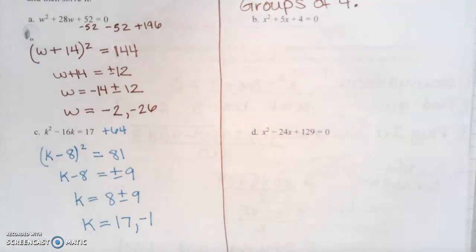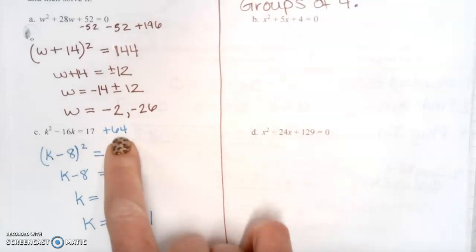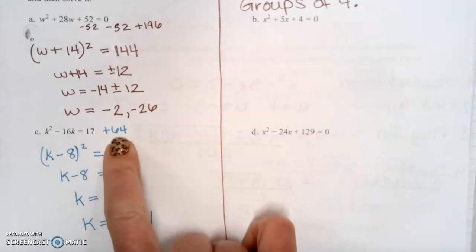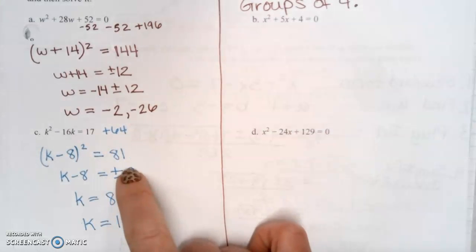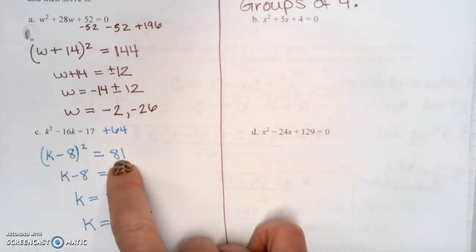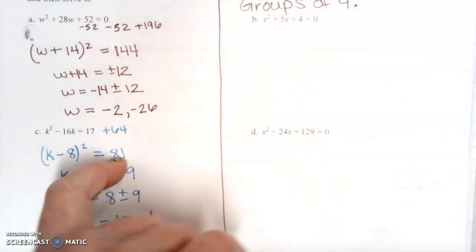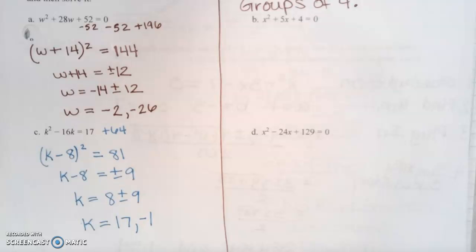And then we're going to square negative 8. What's negative 8 times negative 8? 64. So we're going to add 64, and this is where the 81 comes from. You're going to add the 17 plus the 64, which just so happens to be 81. Okay? Now it's in perfect square form. We have perfect square on the left. It's set equal to a positive number. So we should have how many answers? Two. Two answers again. Okay?